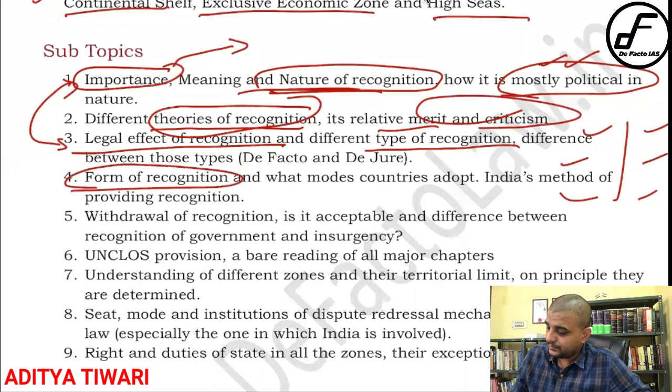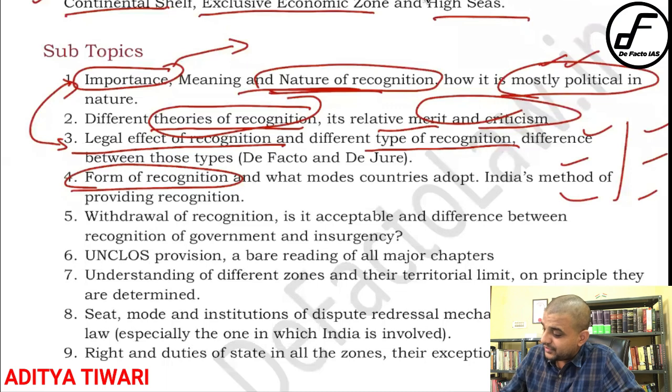Then you will go to the form of recognition, right? Form and type of recognition are different things. Form is basically express and implied recognition. So form is the way in which recognition shall be granted. De facto and de jure is the type of recognition. So is that clear? I have given the form in the notes as well.